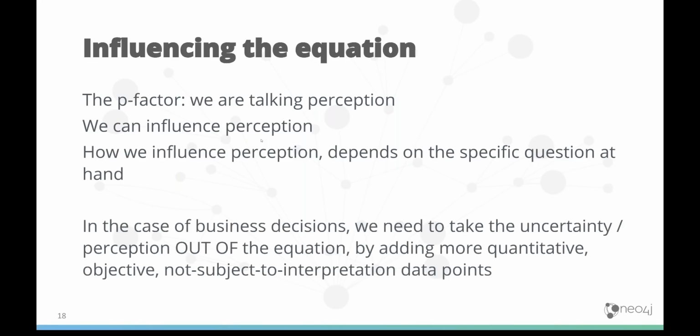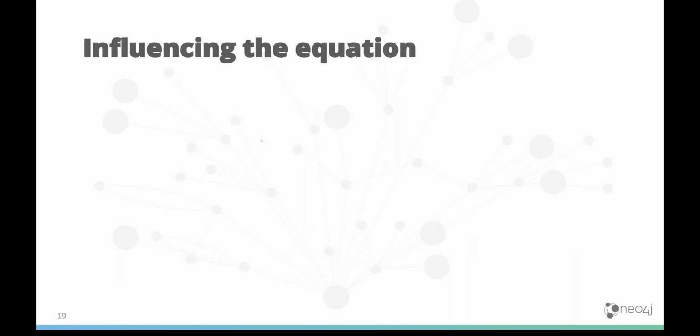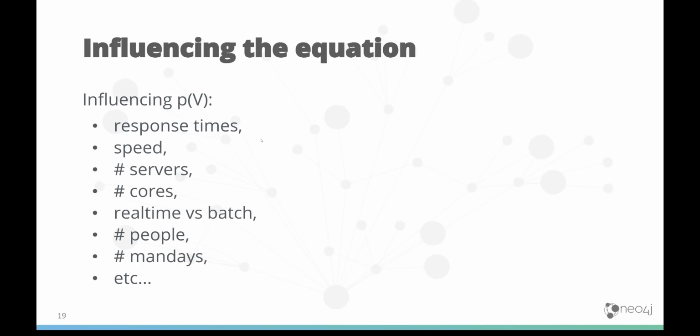But in case of business decisions, it's very clear that we need to take the uncertainty, the perception factor, out of the equation by adding more quantitative, objective, not so much subject to interpretation data points. That's how we're going to influence the equation. And that's how we're going to make sure that we don't get into a situation where all of us do lots and lots of work and we end up with a project that is going nowhere. So how do we do that? How do we influence the equation?